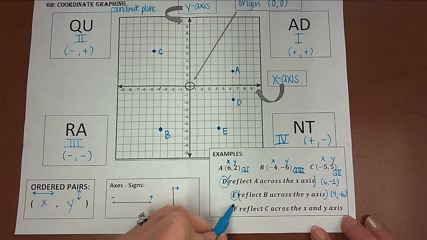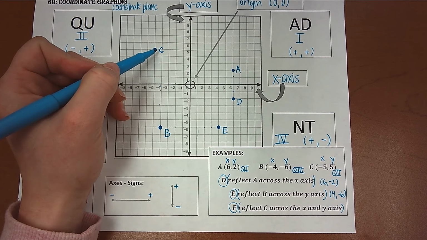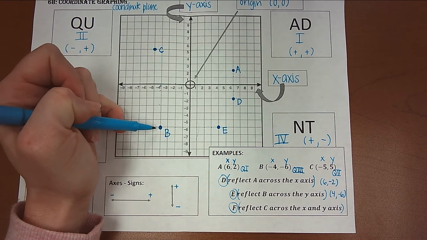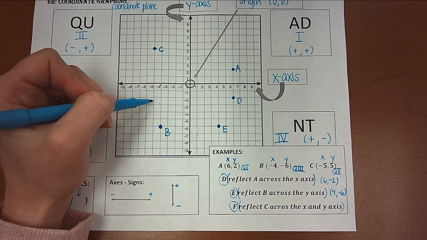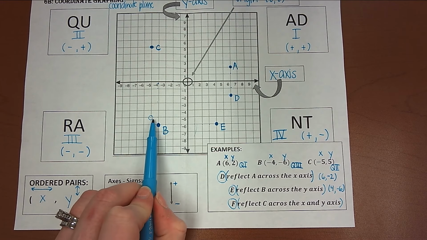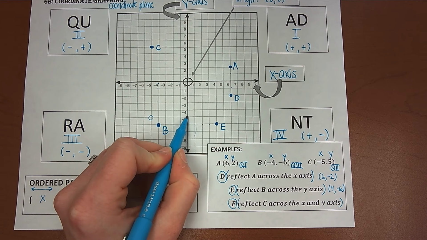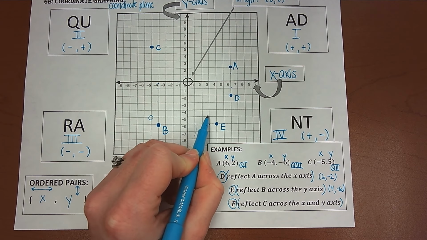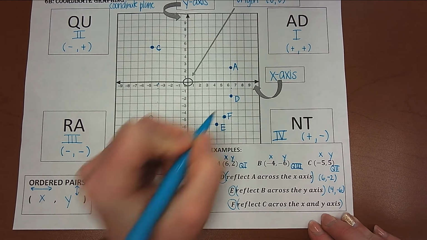And then this last one, letter F: reflect C across the x and y axis. So now we're going to have to do some extra thinking here. What they're saying is we're going to take C, and we're going to reflect it across the x-axis first. So it's 1, 2, 3, 4, 5 spaces away, 1, 2, 3, 4, 5 spaces away. And then we're going to take that point and reflect it across the y-axis. So we're going to go 1, 2, 3, 4, 5 spaces away, 1, 2, 3, 4, 5 spaces away, and we're going to label that point letter F.